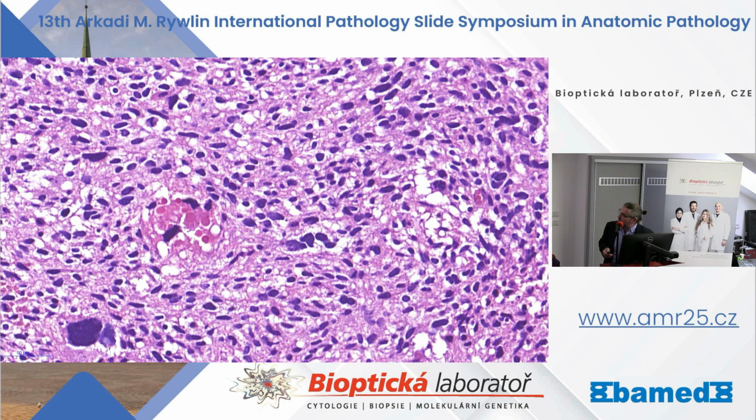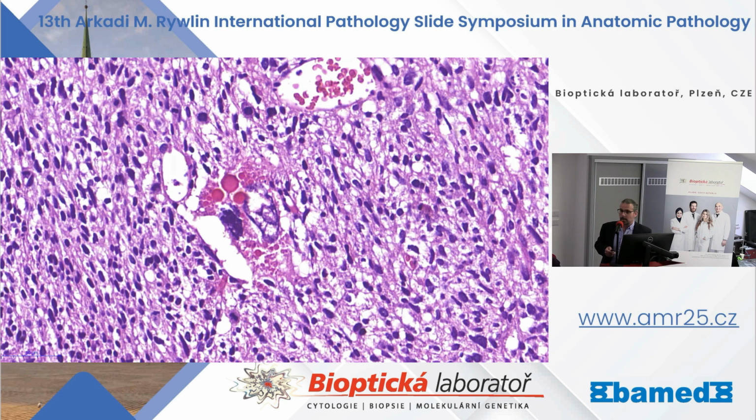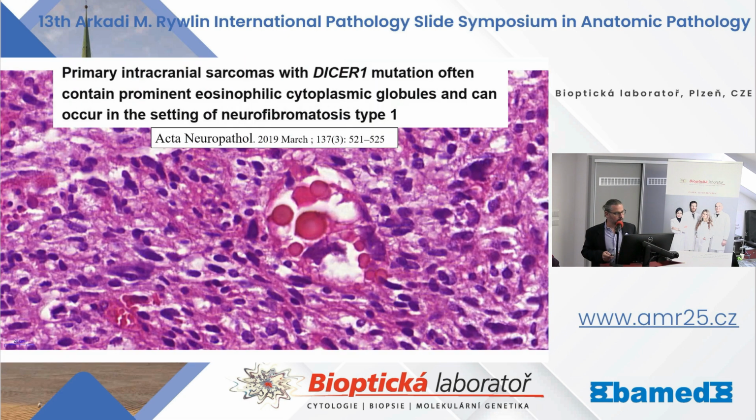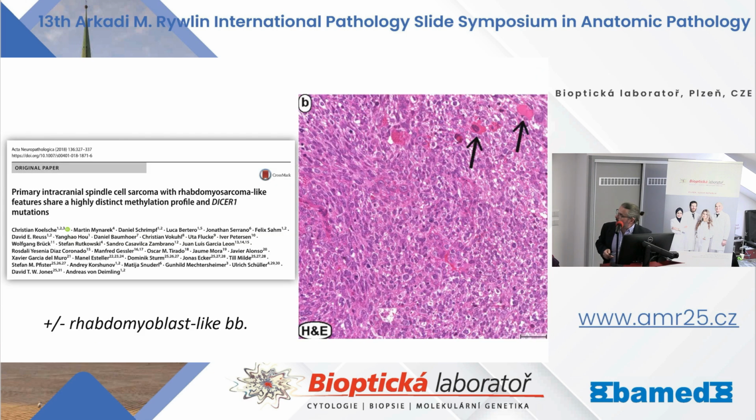So these are these nice eosinophilic globules. The majority of cases show these, and this is in fact a very nice clue to the diagnosis. If I find something like this in your gliosarcoma case, it's probably not gliosarcoma, but this one. So this is the paper where they describe these globules. And some cases morphologically show this rhabdomyoblastic differentiation. I was not able to find any cells like this in our case.